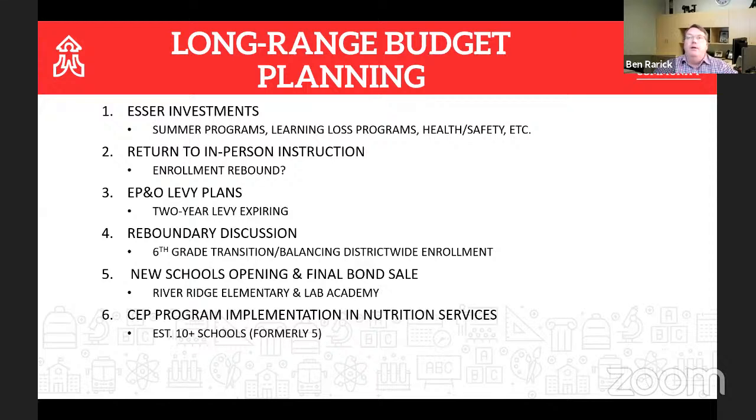Number 4, the reboundary discussion that we had this year remains vital to the district, both from the standpoint of the long-term placement of 6th graders and the impact that has on the configuration of our buildings, staffing, and funding, as well as just balancing enrollment district-wide. So we are working feverishly as a district to prepare for the opening of the 2 new buildings. And that is really manifesting, you know, this September with work happening right now.